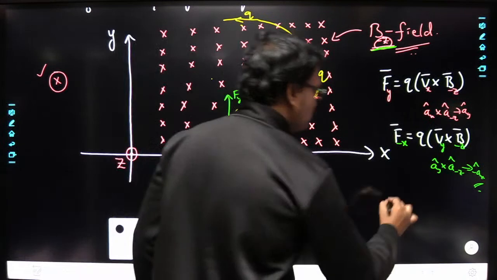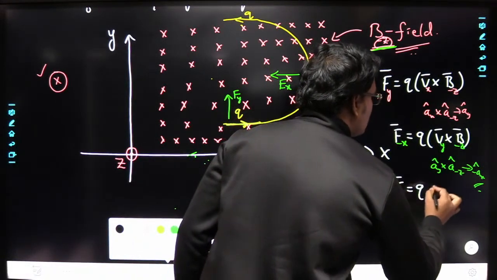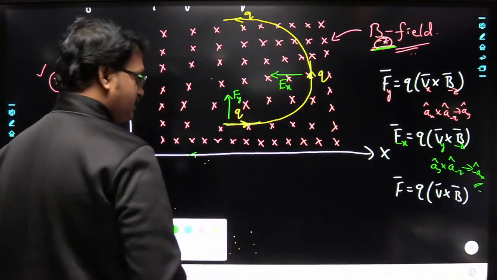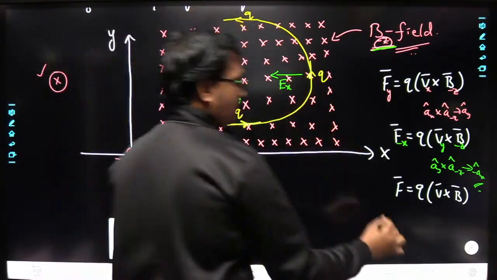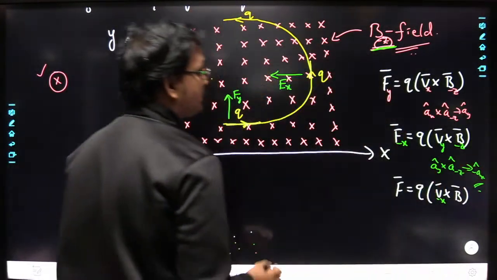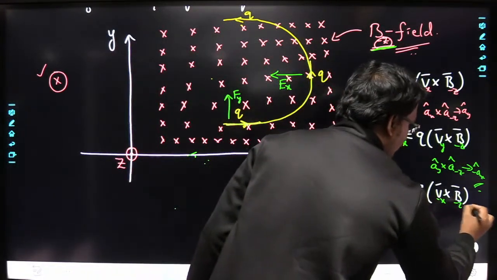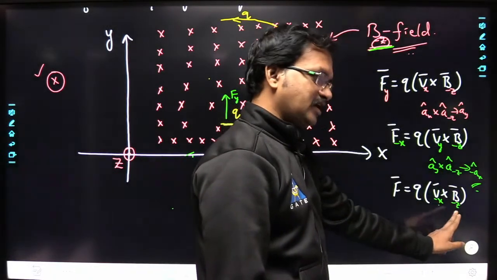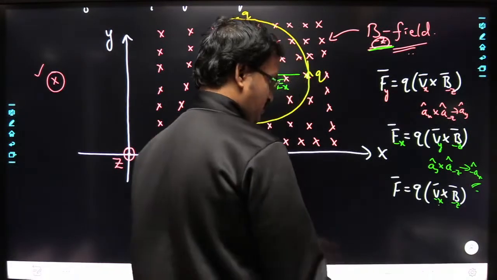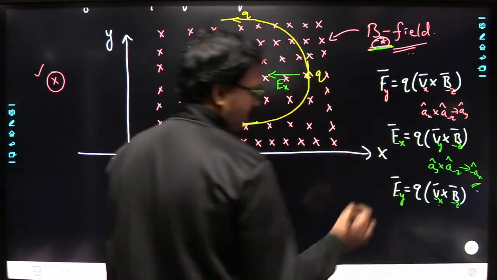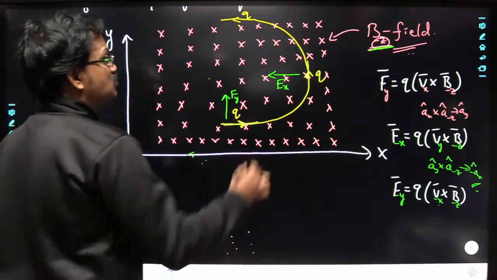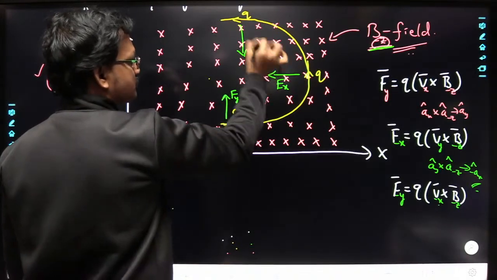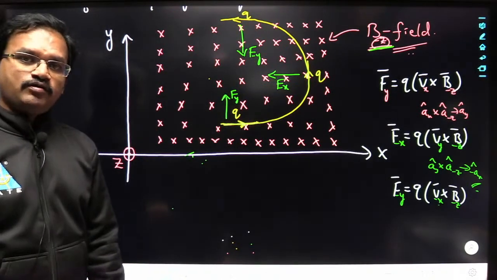So F bar is equal to again Q into V bar cross B bar. Now tell me here, in which direction is it going to experience the force? Now the velocity is in negative x direction, and B field is in negative z direction. Minus into minus will become plus, ax cap cross az cap will become minus ay, so it is going to point in negative y direction. So it is going to experience the force in negative y direction.